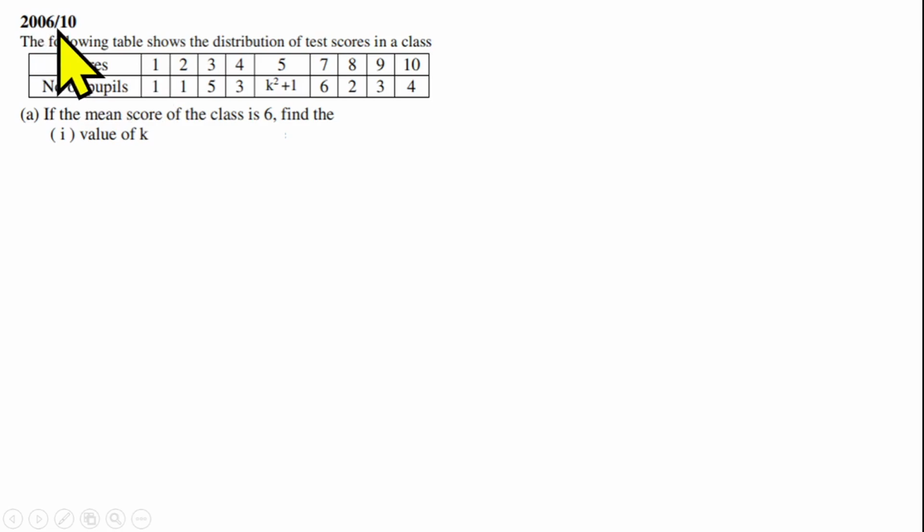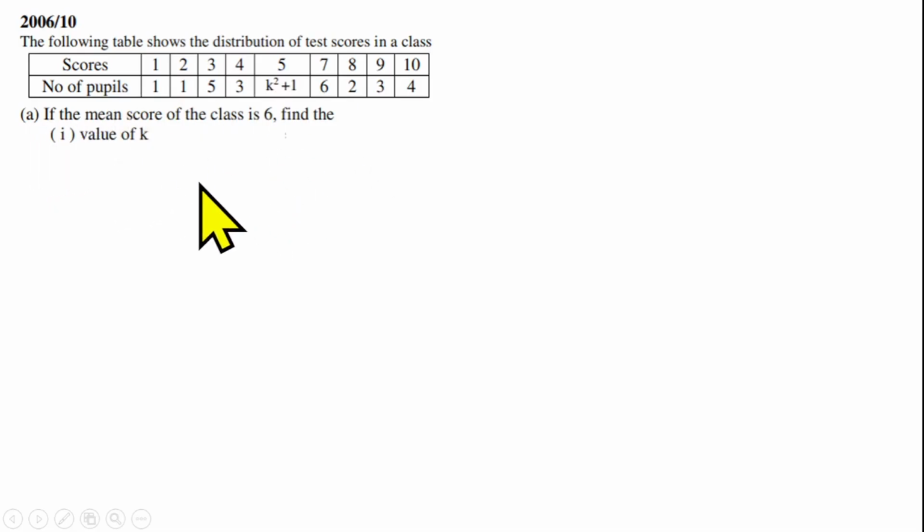So this was 2006 question number 10. The following table shows the distribution of test score in a class. You are given the scores and the number of pupils, which represents the frequency, and we have it in terms of k squared plus 1. We are told that the mean score of the class is 6, find the value of k.